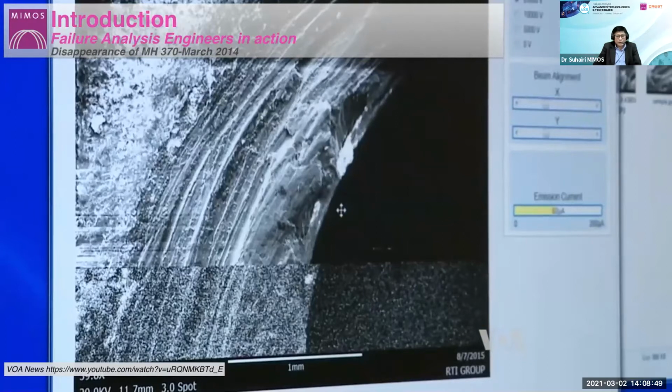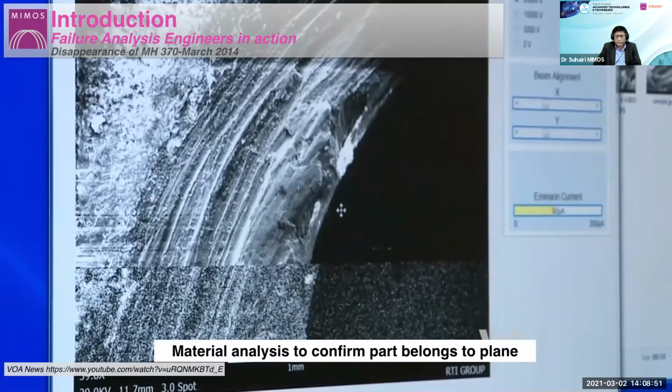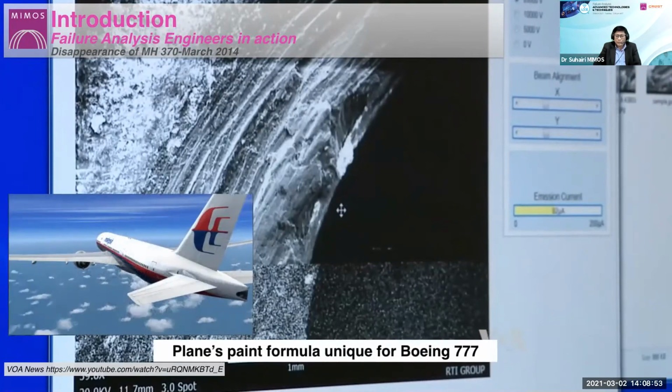And this is done by identifying the chemical elements from the part and comparing them with the paint used for the aircraft, which is unique for the MAS Boeing 777 aircraft.